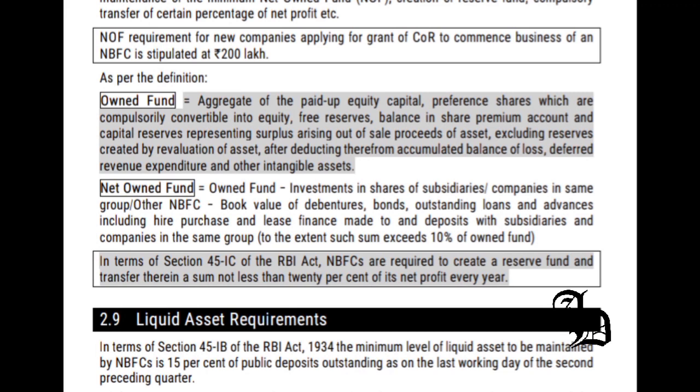First of all, own funds are the aggregate of paid up equity share capital plus free reserves plus those preference shares which are compulsorily convertible into equity shares. So these total amounts to own funds.